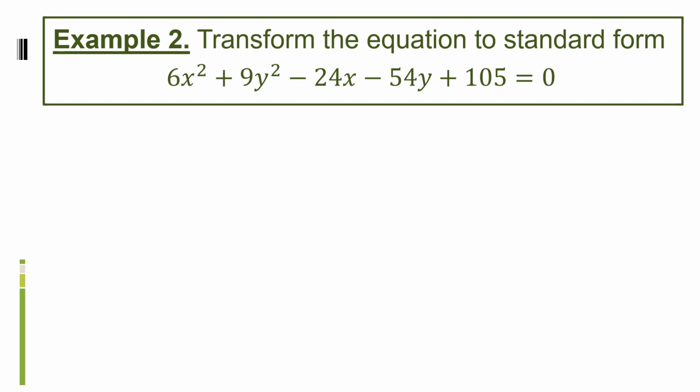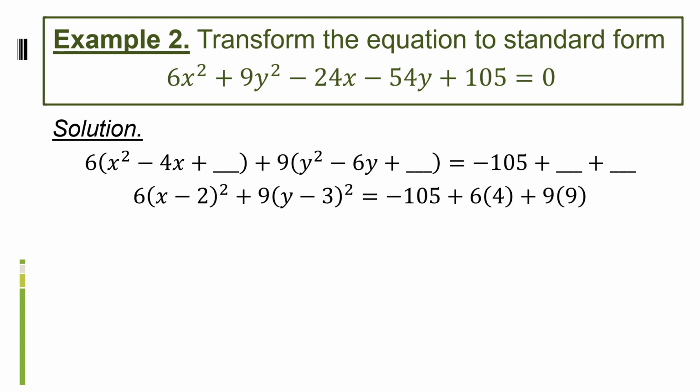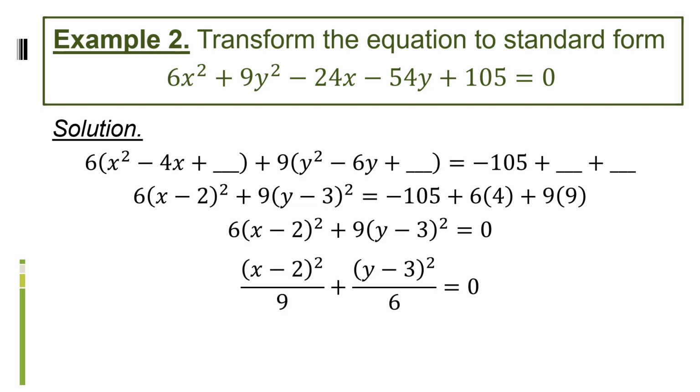Now, let's transform 6x squared plus 9y squared minus 24x minus 54y plus 105 equal to 0 to its standard form. So again, by completing the square, we have this and this. So if we add now the right-hand side, that is equal to 0. And if we divide everything by 54, that is (x minus 2) squared over 9 plus (y minus 3) squared over 6 is equal to 0. Clearly, this is a degenerated case of an ellipse.